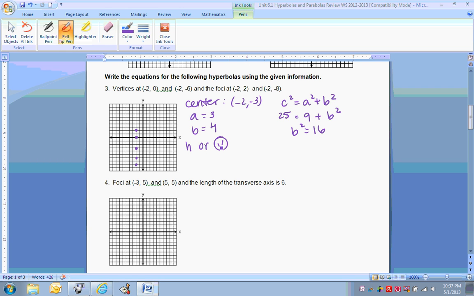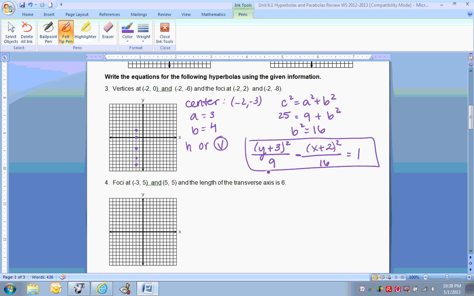And since it's vertical, my y term is going to come first, so it's y minus the y value of my center, so y minus -3 turns into y plus 3 squared. And then a squared always comes first on the bottom, so that's 9. And then it's minus my x term, x minus my x value of my center, so x minus -2 turns into a positive 2 squared, and then b squared, which is 16, and then it's always set equal to 1. So there's my equation.